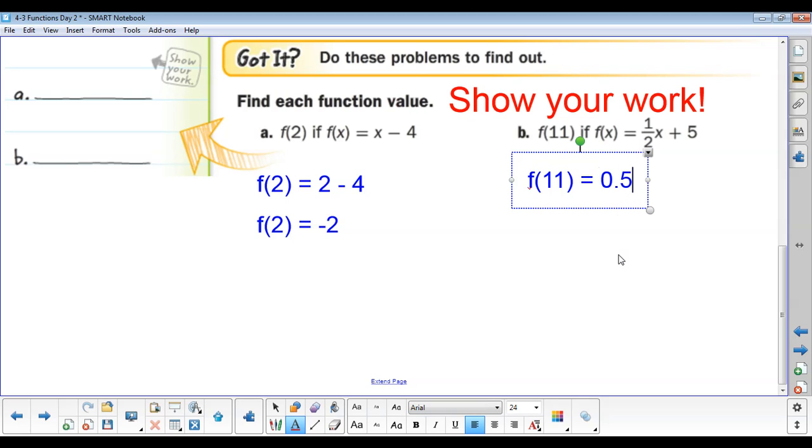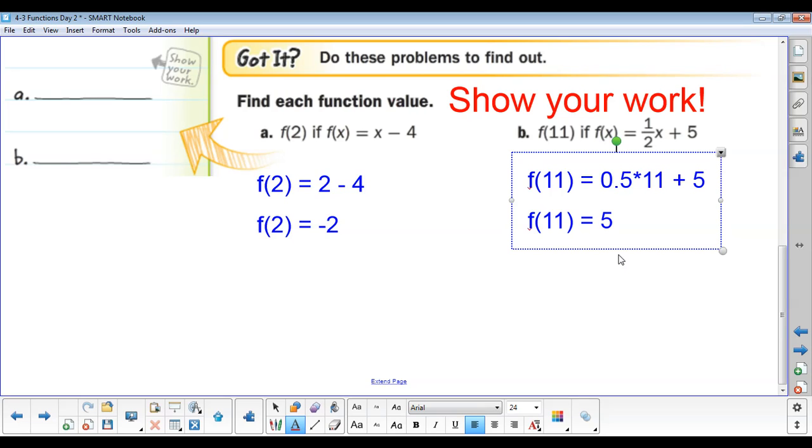I'm going to write that as 0.5 times 11 plus 5. Half of 11 is 5.5, or 5 and a half for those of you using fractions still. And that gives us 10.5 or 10 and a half, depending on how you wrote it.